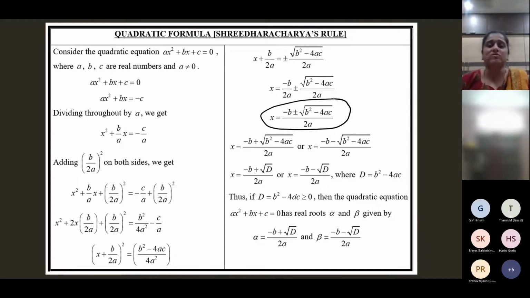X is equal to minus b plus or minus root of b square minus 4ac. But what is b square minus 4ac? We call it d, the discriminant d. So minus b plus or minus root d by 2a. One is with plus, the other is with minus. Alpha is minus b plus root d by 2a and beta is minus b minus root d by 2a.